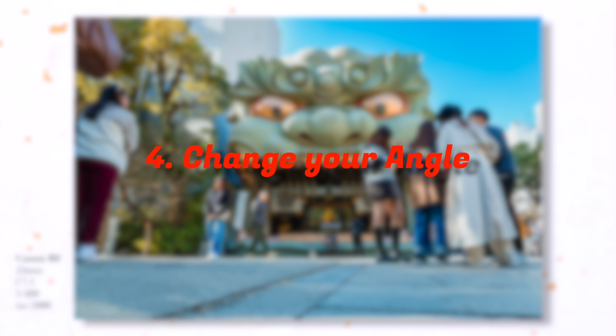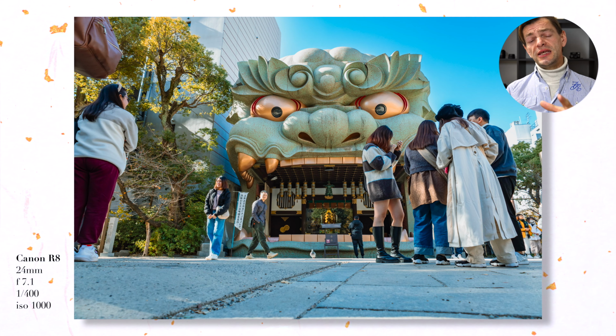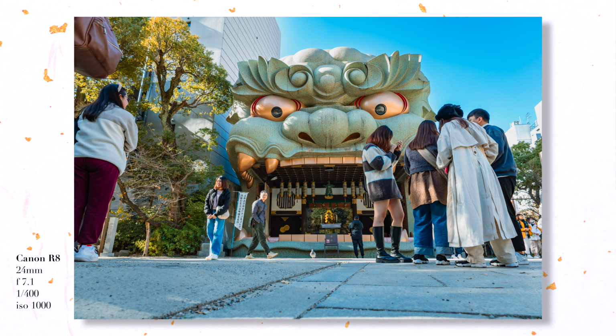Tip number 4, play with different angles. Here you can see that I kneel to the ground to show the subject from a lower perspective. This will emphasize the subject's presence by adding a dramatic dominant position.